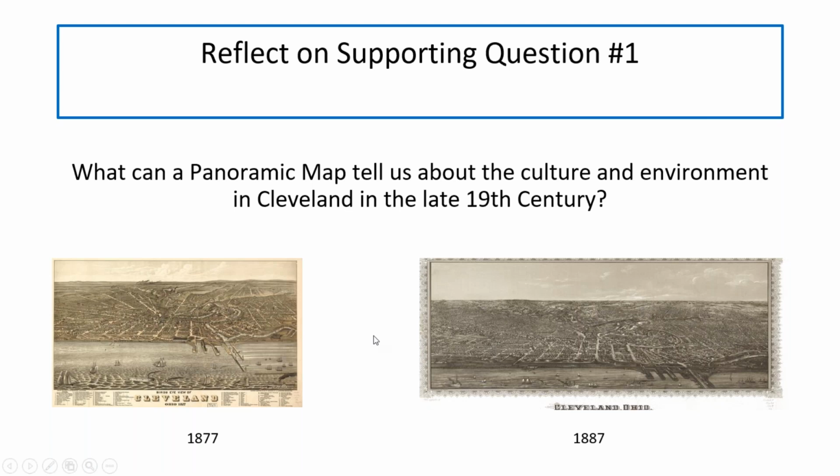Let's answer this question. What can panoramic maps tell us about the culture and the environment of Cleveland in the late 19th century? What can we say about life in Cleveland in the 19th century from looking at these maps? Go ahead and put your comments in the question box.